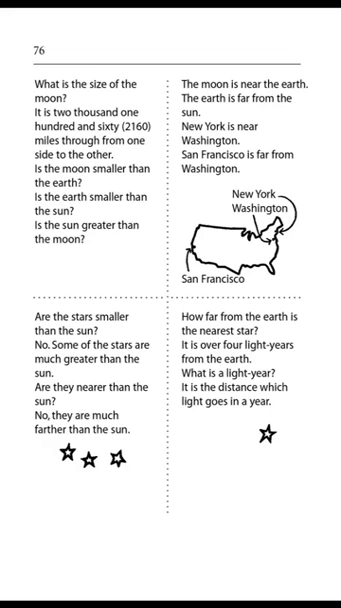Are the stars smaller than the sun? No. Some of the stars are much greater than the sun. Are they nearer than the sun? No. They are much farther than the sun. How far from the earth is the nearest star? It is over 4 light years from the earth. What is a light year? It is the distance which light goes in a year.